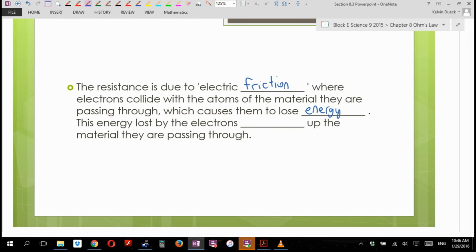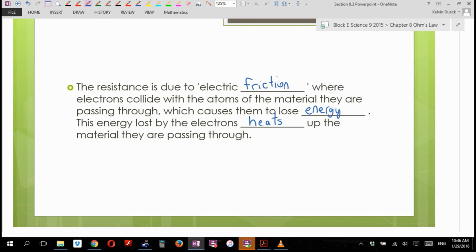This energy lost by the electrons heats up the material that they're passing through. You okay with that so far?